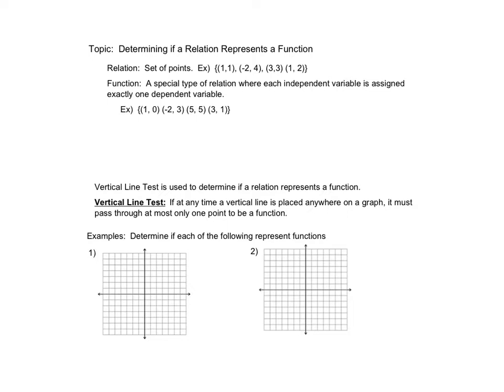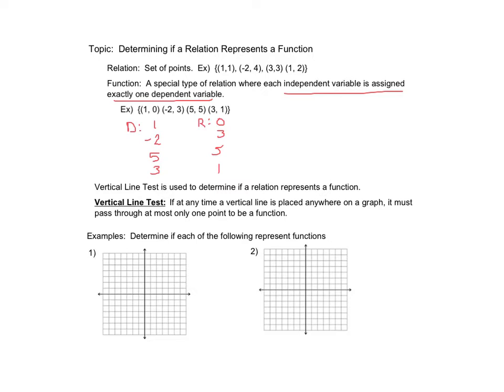So if I look here at this first example, if I look at my independent variables or my domain, so maybe I list my domain here, my domain or my independent variables being 1, -2, 5, and 3. And then I list my range here, my range being 0, 3, 5, and 1. If every independent variable is assigned exactly one dependent variable, I should be able to match up every single domain value with exactly one range value.